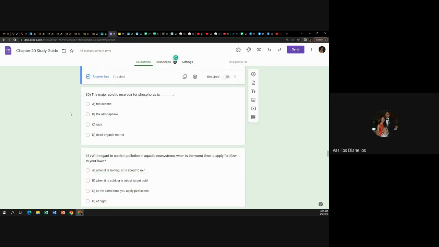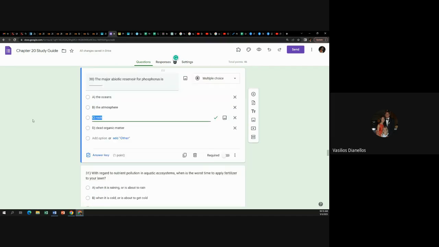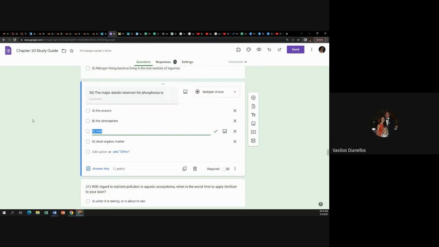The major abiotic reservoir for phosphorus, as I already said, is rock. It's just something you need to know. Rock is the major non-living reservoir for phosphorus. So not including living things. The biggest place that you're going to find phosphorus on Earth is in rocks. Any questions about number 30?